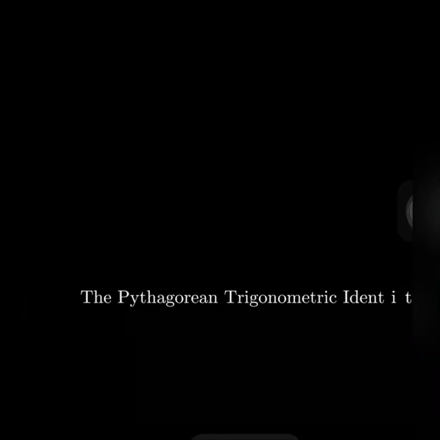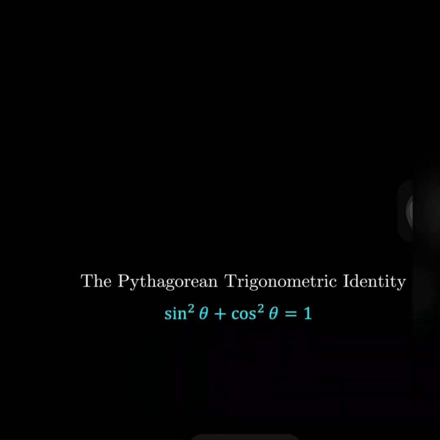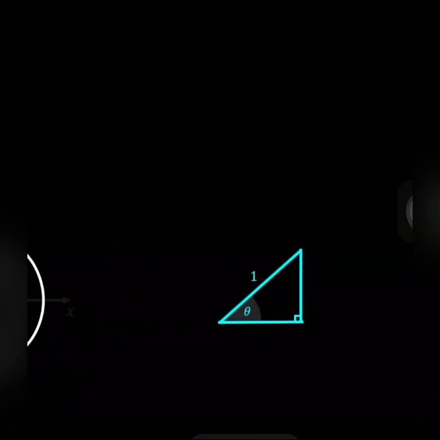The Pythagorean trigonometric identity comes directly from the unit circle, which is simply a circle with a radius of 1. Any point on this circle is exactly 1 unit away from the center. This line is also the hypotenuse of a right-angled triangle formed within the circle. Using basic trigonometry, we can find the lengths of the other two sides of this triangle.